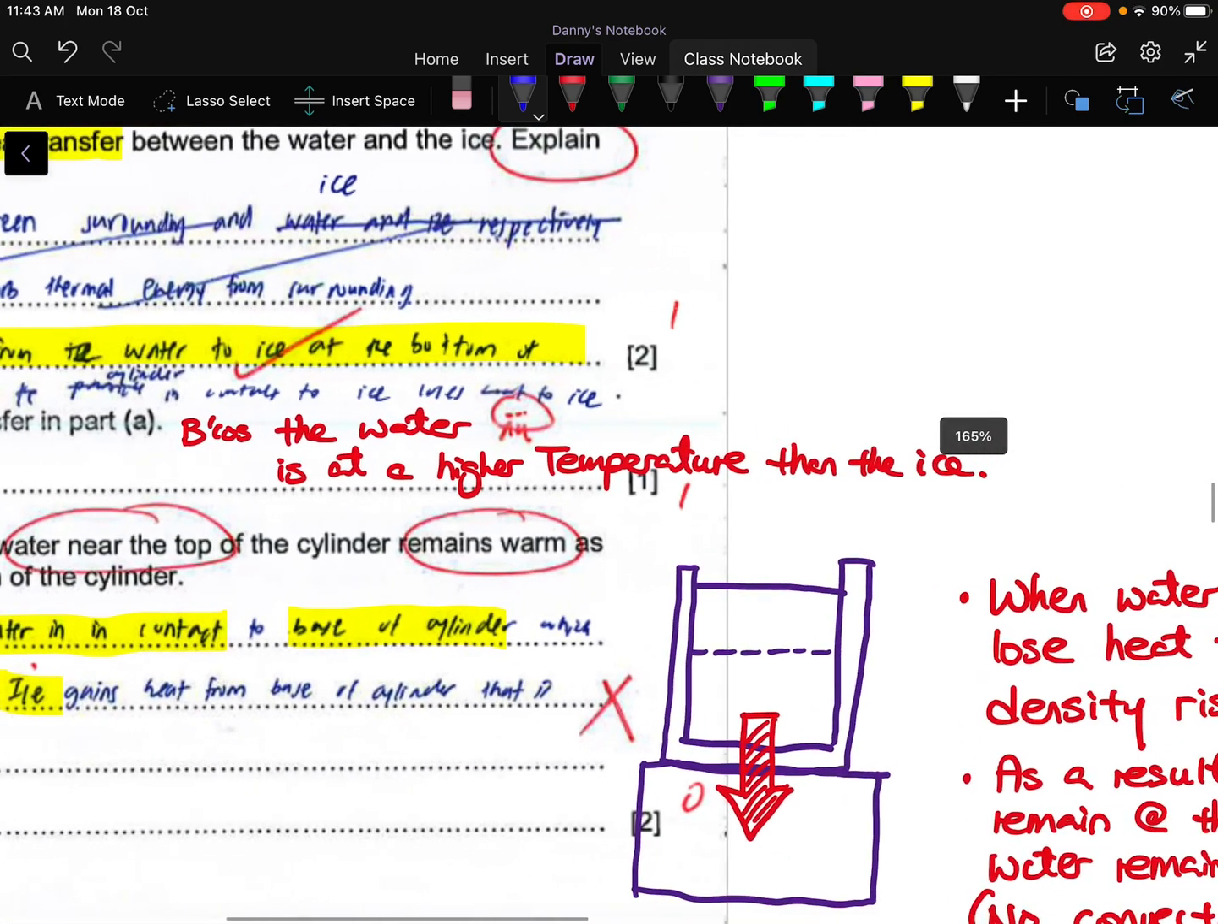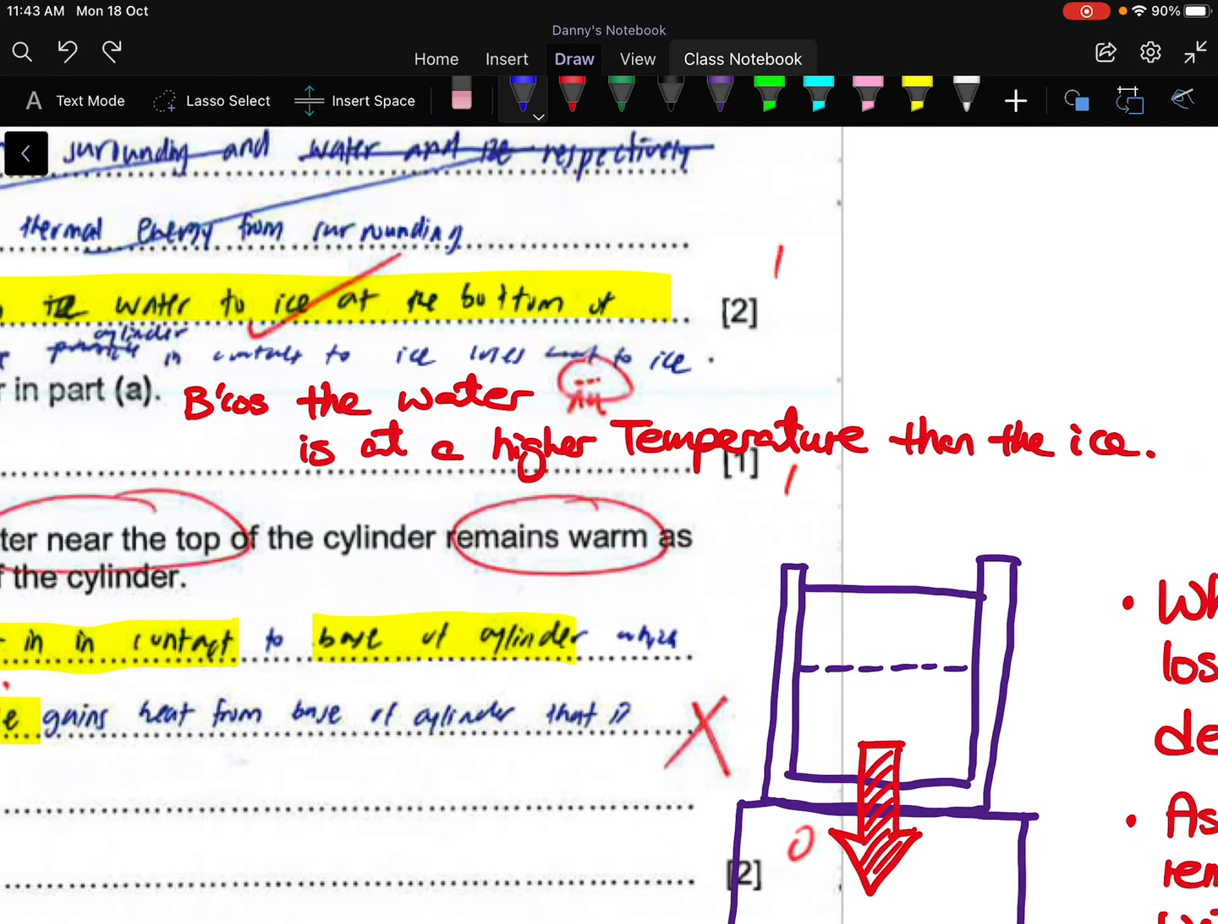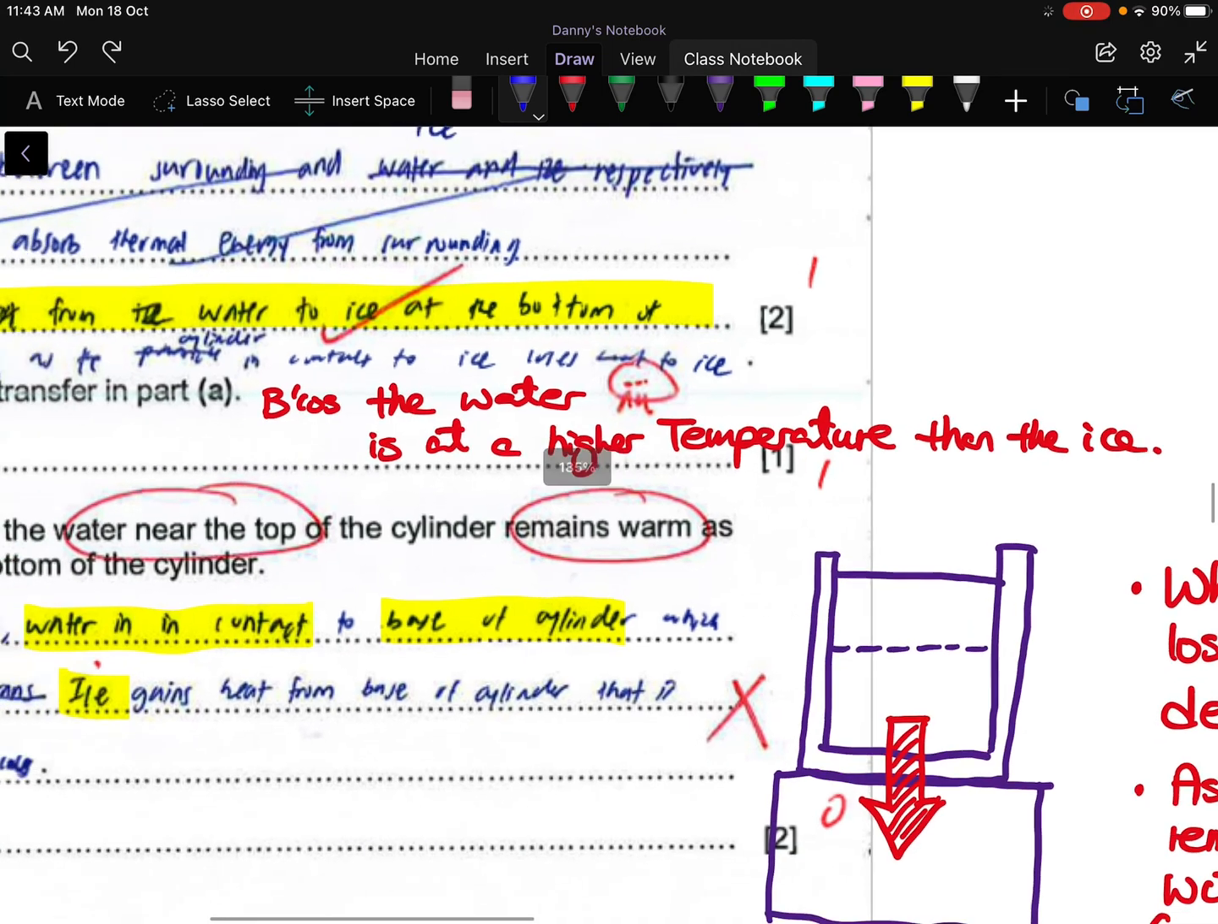To explain that, it is pretty simple. Heat will move when there is a temperature difference, and it will move from high temperature to low temperature. So as long as in your answer you can show me that you are aware that the water is warmer or hotter and the ice is cooler, we will give you the second mark.